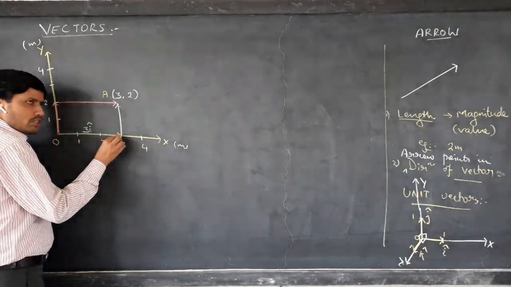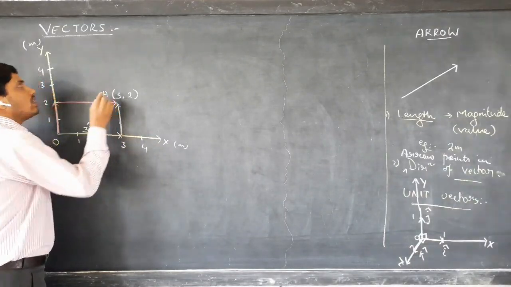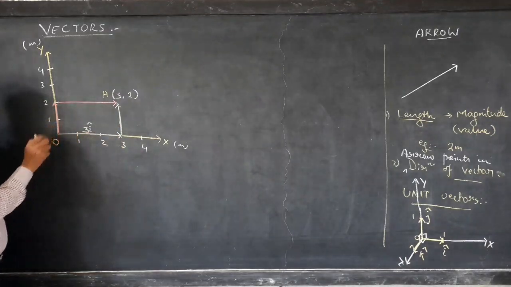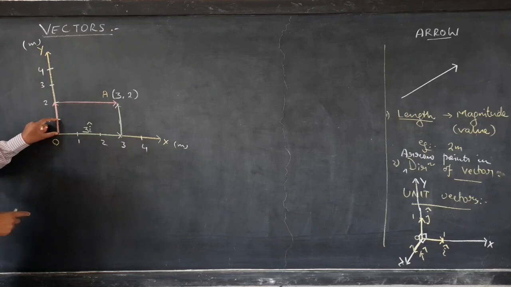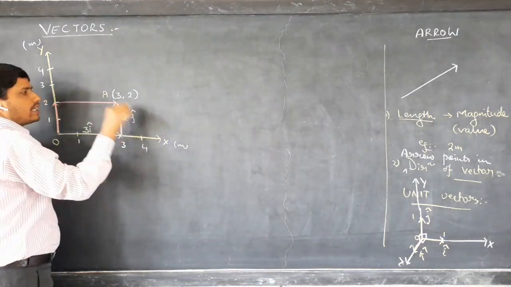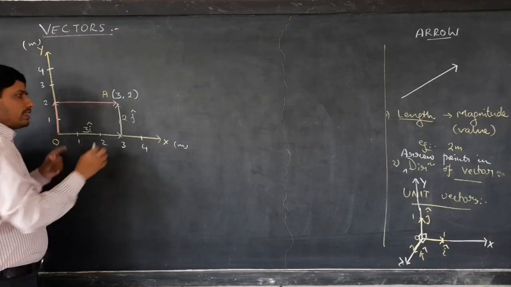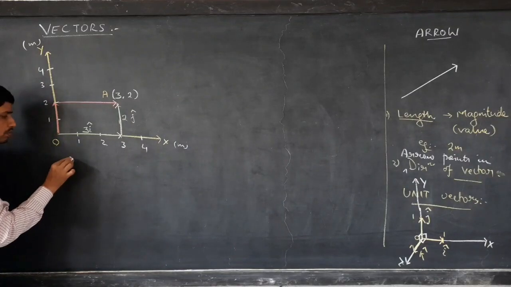After reaching this point, we take a 90-degree turn and then we move 2 units along y-axis. This one. Now see, this one is j cap. This is y-axis, this is j cap. And this will be another j cap. So we have 2 j cap. So here this vector will be written as 2 j cap. This is stated like so that the vector OB.